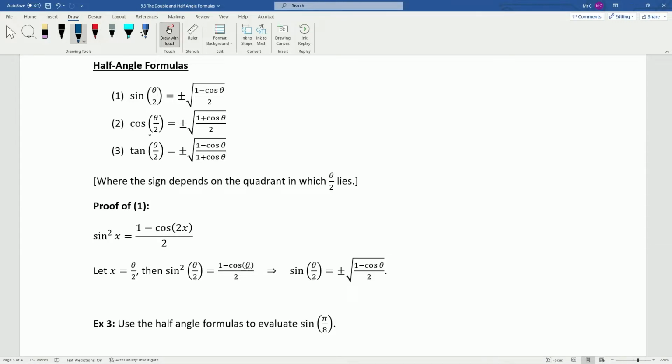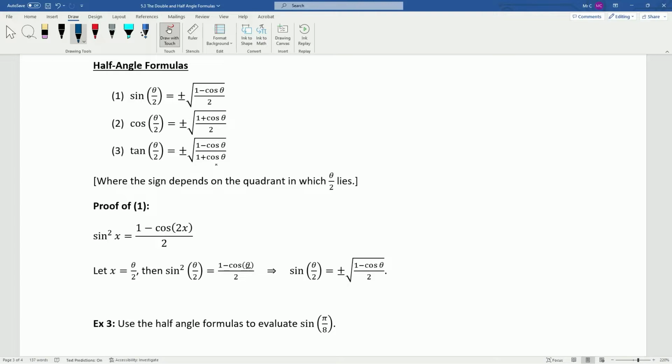All right, so all three of these formulas are very similar to the last ones. We have sine of theta over 2 equals plus or minus the square root of 1 minus cosine of theta over 2. Cosine of theta over 2 equals plus or minus the square root of 1 plus cosine of theta over 2. And tangent of theta over 2 equals plus or minus the square root of 1 minus cosine of theta divided by 1 plus cosine of theta.